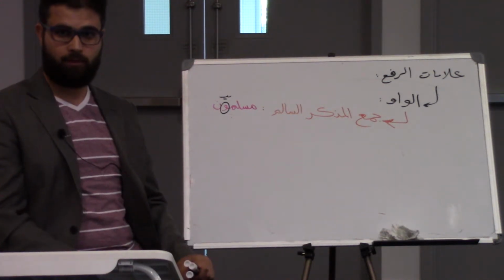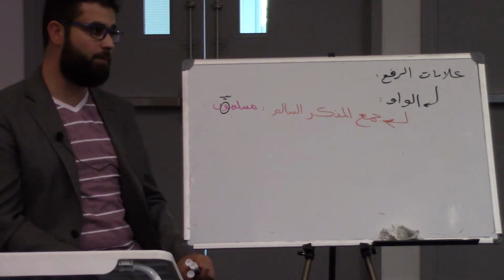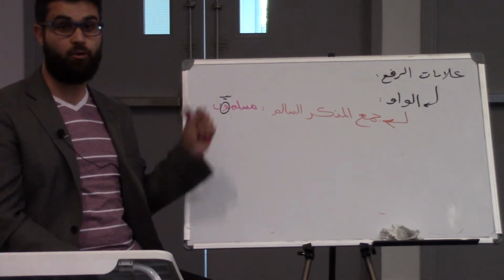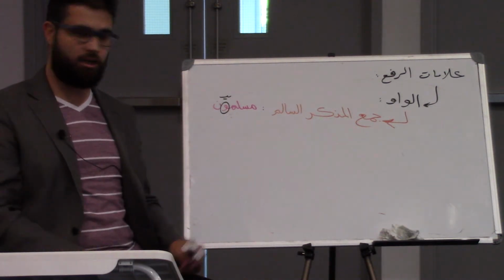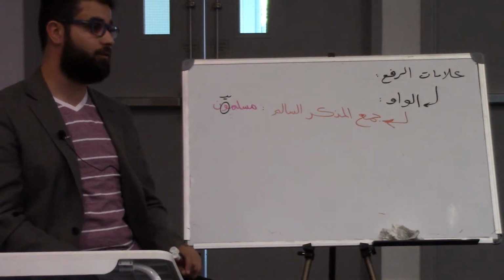kafirun, right? So the thing that is common amongst them is the waw and the noon at the end of it. Now the waw is the alam of rafa', the noon isn't. The noon doesn't change. Whether it's marfu' or mansub or majroor, the noon doesn't change, but the waw does. The waw is the marker of rafa' for this word.